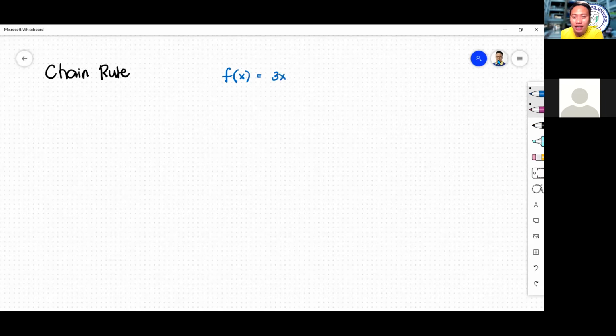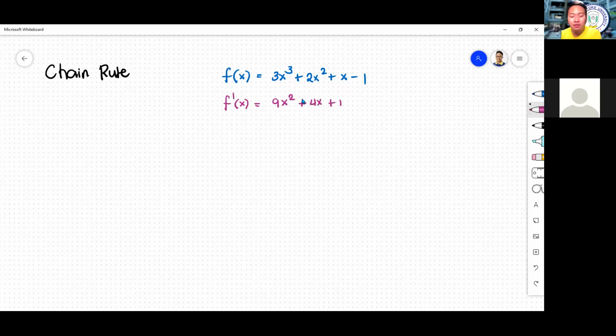a function 3x cubed plus 2x squared plus x minus 1, simple. You just have to take the derivative of each term, right? And then simplify if it's possible. So the answer, f prime of x equals 9x squared plus 4x plus 1, I'm sorry, minus 0, because the derivative of 1 is simply 0, okay? 1 is a constant. And that's how we do it, right?